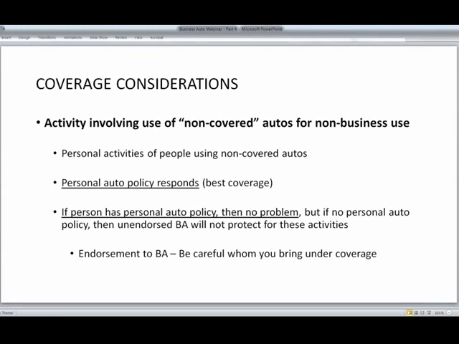That's the personal auto policy. It responds. It's the best. That's where you want to provide coverage whenever possible. I would not provide this coverage to anybody, or even consider it, except for the people who write a check for the policy. Then maybe we'll do it. Because if the person has an auto policy, then there's no problem. If not, then we need to cover this by endorsement.